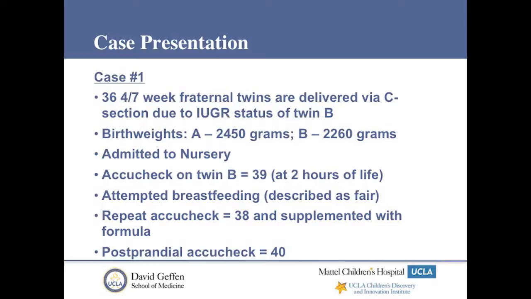For their birth weights, A was 2450, B was 2260. So in addition to their prematurity status, they both meet the criteria for low birth weight. They were admitted to the nursery based on the parameters set for admission to nursery on their birth weight. There was an AccuCheck done at 2 hours of life on twin B because of the IUGR status, and it was 39. They attempted breastfeeding, and it was described as fair. A repeat AccuCheck was done, and it was at 38, and the patient was supplemented with formula.